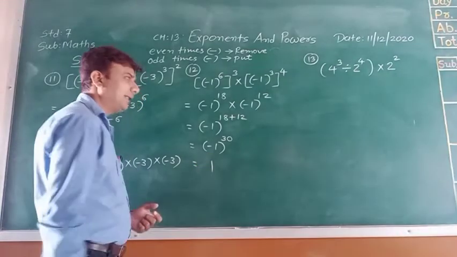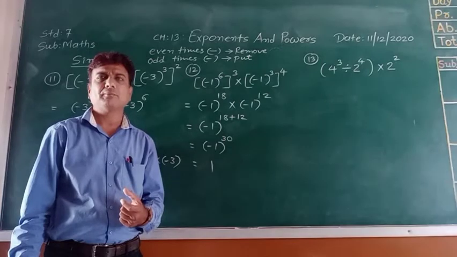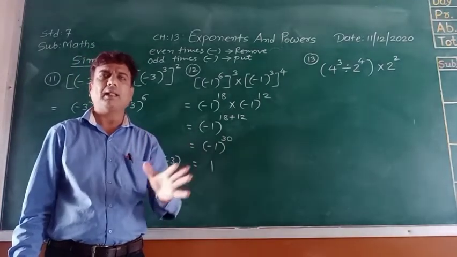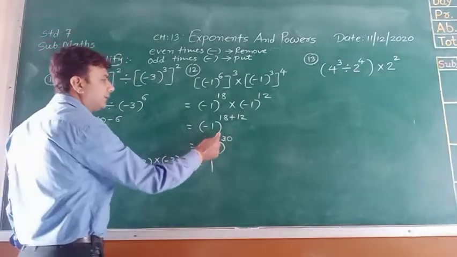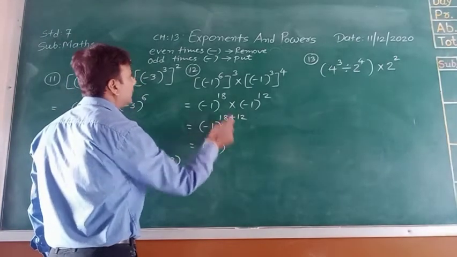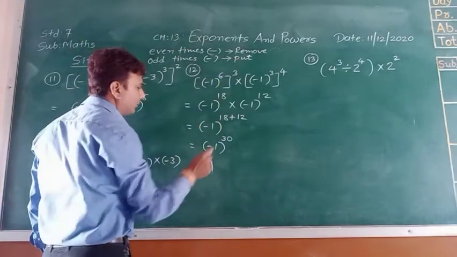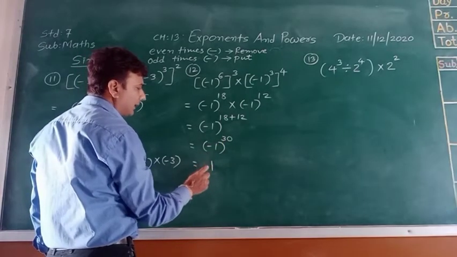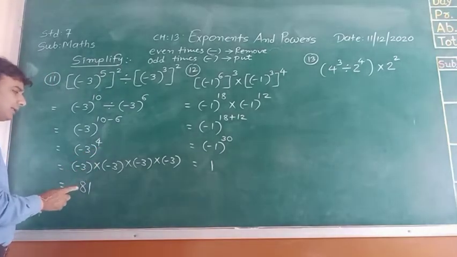1. If any digit is multiplied by 1, the same digit comes. Simply write 1 multiplied 2000 times, 3000 times, 1 lakh times, it is 1. Here the power 30 is even. Even times minus sign means we have to remove the minus sign in the answer. So this power is even, so we remove the minus sign in the answer.